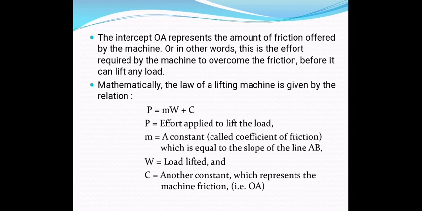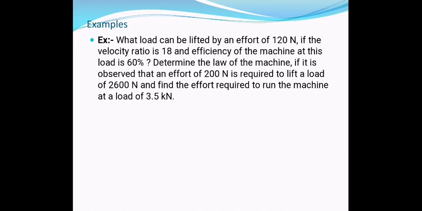Okay, so now we will do one example. What load can be lifted by an effort of 120 Newton if the velocity ratio is 18 and the efficiency of the machine is 60%? Determine the law of machine if it is observed that an effort of 200 Newton is required to lift a load of 2600 Newton, and find the effort required to run the machine at the load of 3.5 kilonewton.